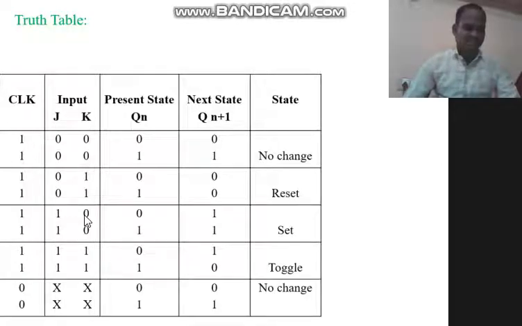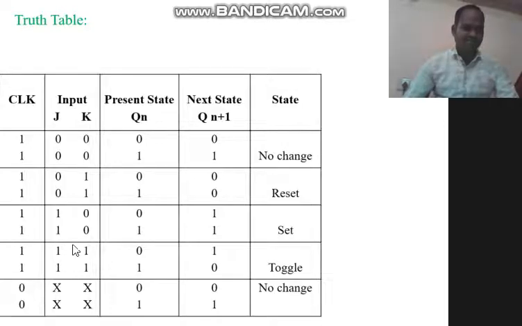Next one, 1, 0. J value 1, K value 0, present 0, next value 1. J value 1, K value 0, present state 1, next value 1. Whatever the present value, the next state value is set to 1, so this condition is called set. Up to these three conditions, the SR and JK flip-flops are both the same: no change, reset, set. In the SR flip-flop, S equal to 1 and R equal to 1, with present state 0, gives an indeterminate next state. So to eliminate that problem, we go for the JK flip-flop.